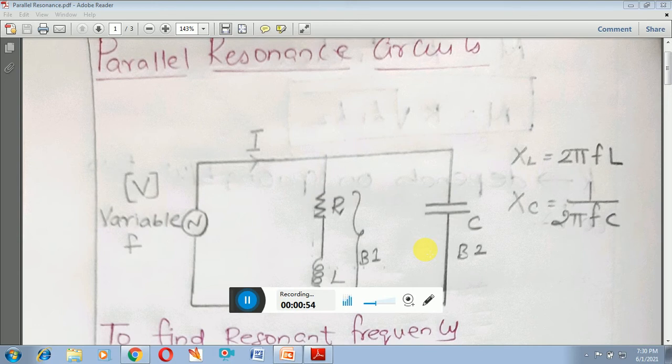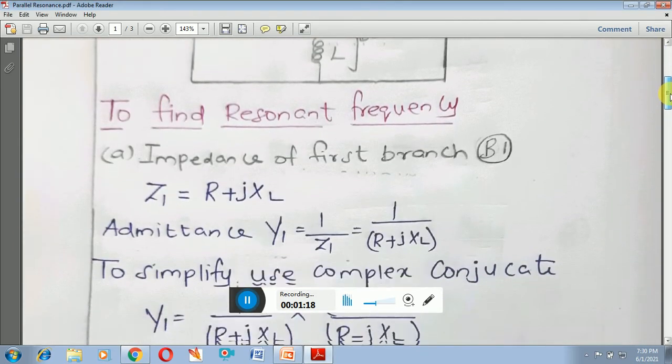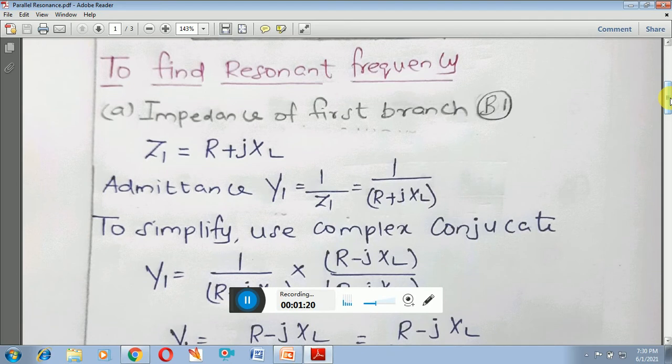Because of this voltage source, the current I flows through the two branches, that is through R and L, and another current flows through branch 2, that is through capacitance C. Now to find the resonant frequency of a parallel resonant circuit, we have two cases.